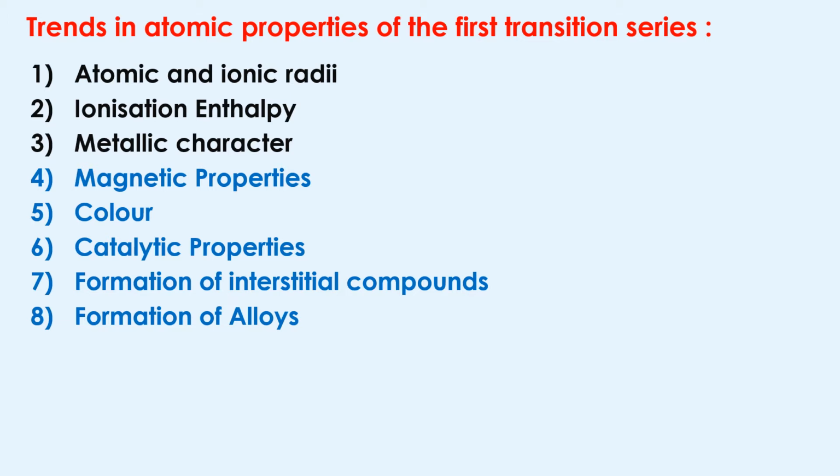Now next we see metallic character. In metallic character, they show typical metallic properties, and they have solid substance properties, that is, they show cubic close packing, body centered cubic, and hexagonal close packing forms. And now we start the remaining properties; in this lecture we try to cover magnetic property, color, catalytic property, formation of interstitial compounds, and formation of alloys, which we see one by one.